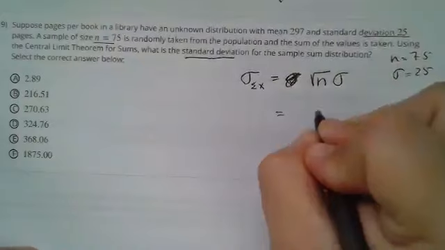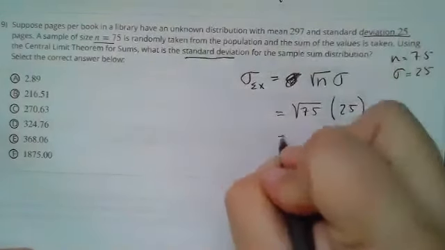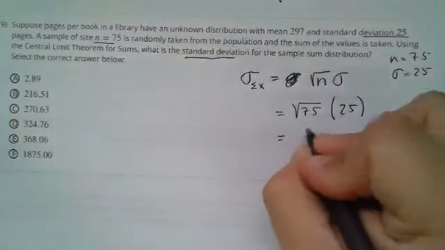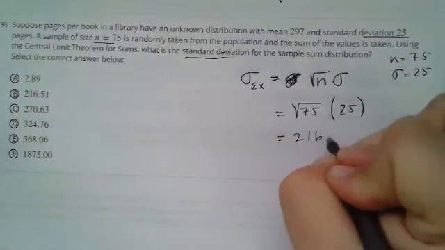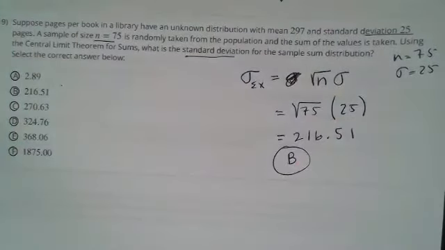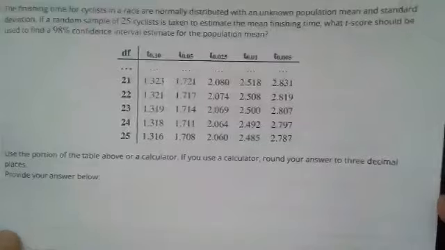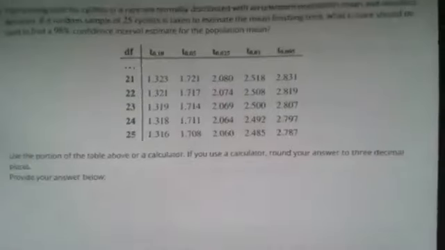So that's just going to be square root of 75 times 25. And that just becomes 216.51, which is B. So B. So not too challenging, pretty straightforward. So then let's do number 20.